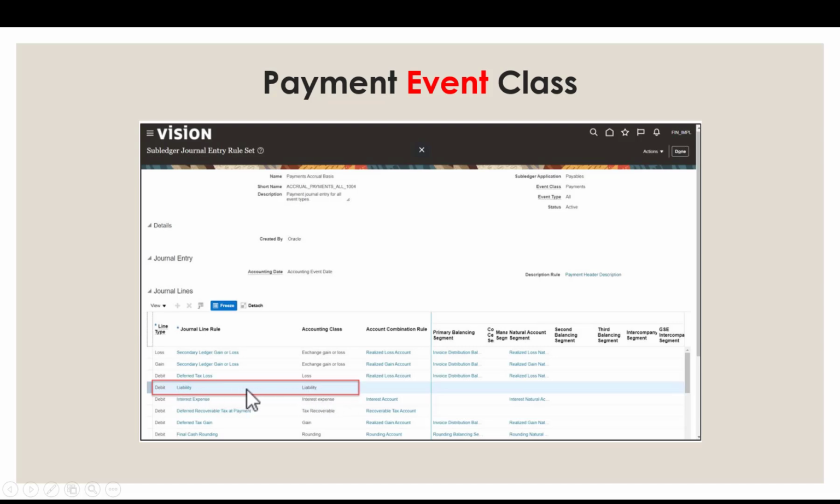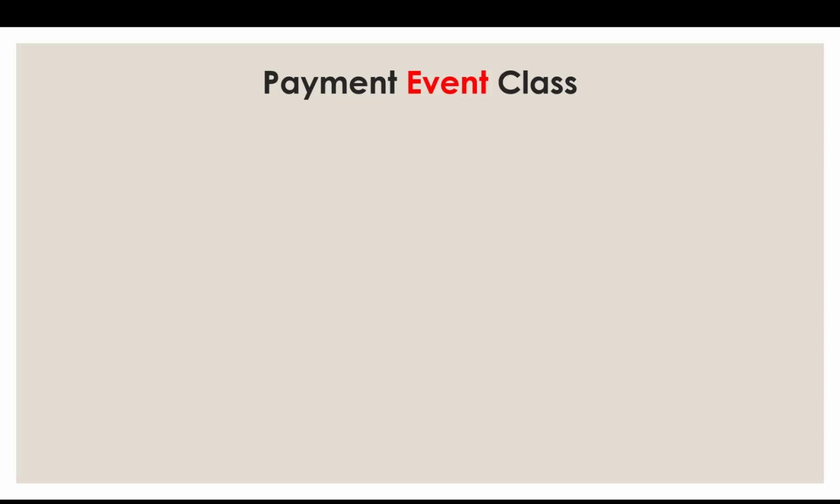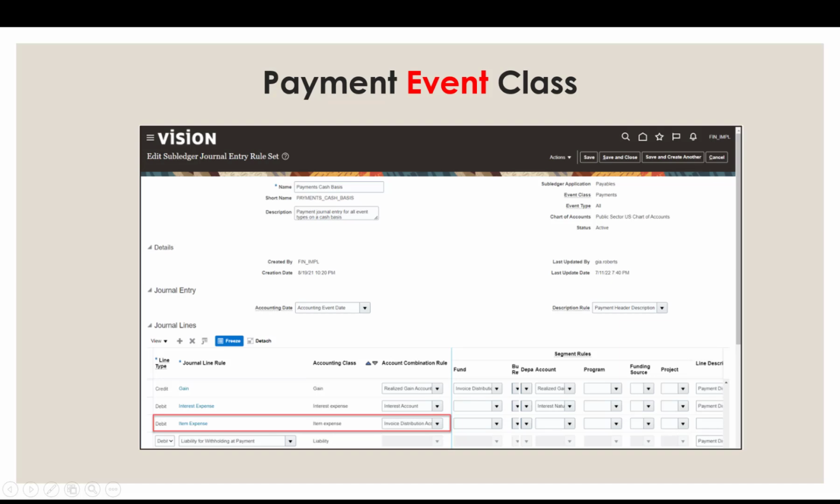This one is to be duplicated and updated to have the debit side of the entry go to the invoice distribution account. As you see here, this is debit for item expense, to be what? Invoice distribution account. In the subledger journal entry rule set for the payment, update or duplicate this item expense, make it invoice distribution account instead of liability account.